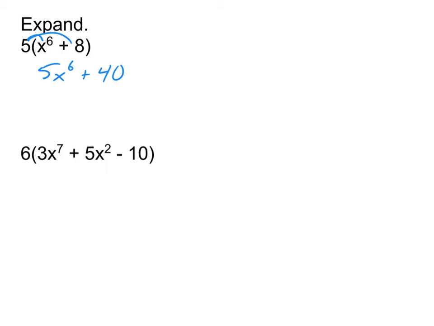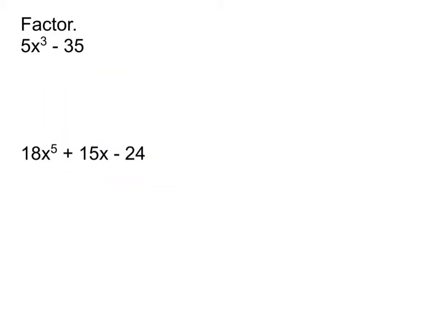All right, then I'm going to do the same thing for the next one, where I'm going to be multiplying 6 into every single term. And so in that case, that would give me 18x to the 7th plus 30x squared minus 60. And that would be expanded then. Now, the factoring truly is the exact same thing, just in reverse. We have to figure out what number or other term could have been multiplied into it in order to be able to get there. So for our first one here, we're factoring the binomial.